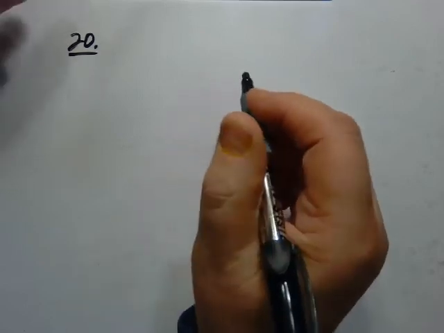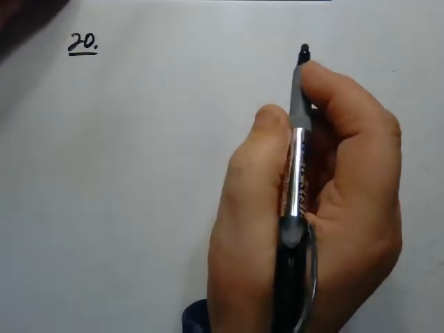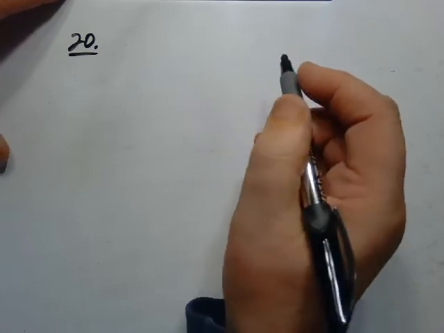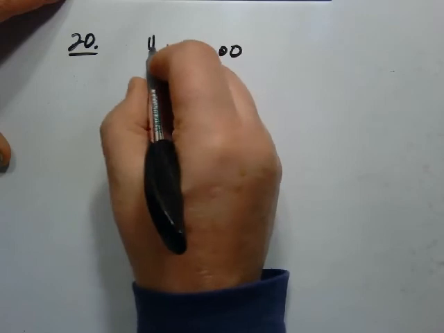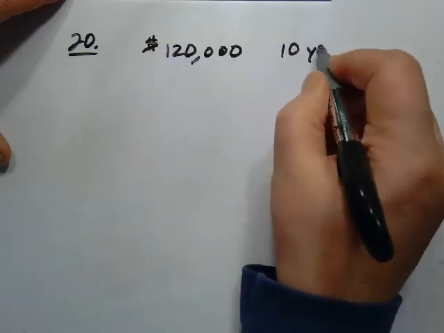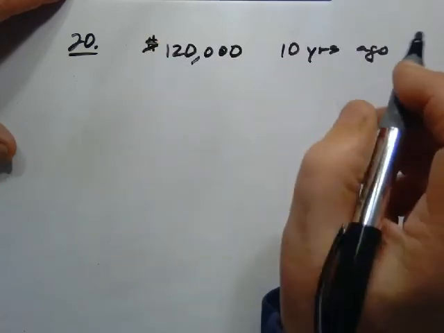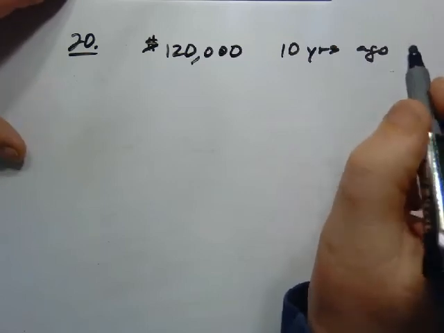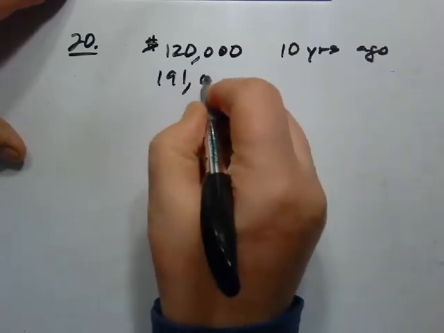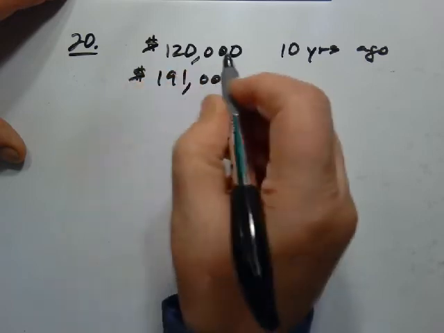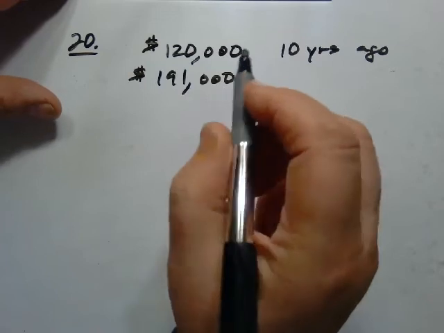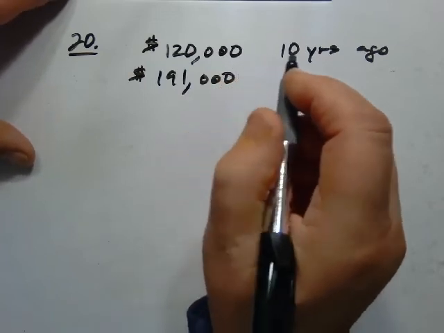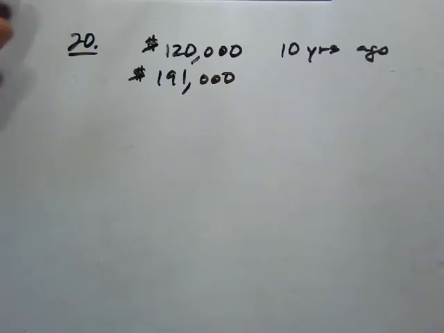All right, let's go ahead and tackle problem 20 here. It says the Mendez family bought a new home 10 years ago for $120,000. Okay, and this was 10 years ago. Okay, the house is now worth $191,000. So over time, it started here and then it's moving to $191,000. Assume a steady rate of growth. What was the yearly rate of appreciation?